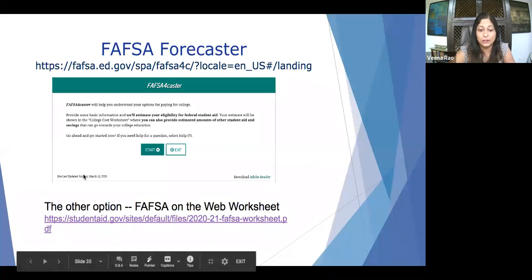So the other option, if you don't want to go through the FAFSA forecaster, is that there's a worksheet as well that you can fill out.